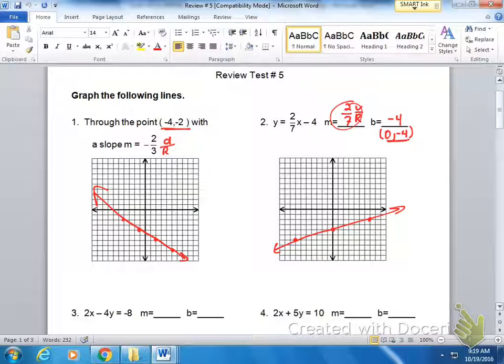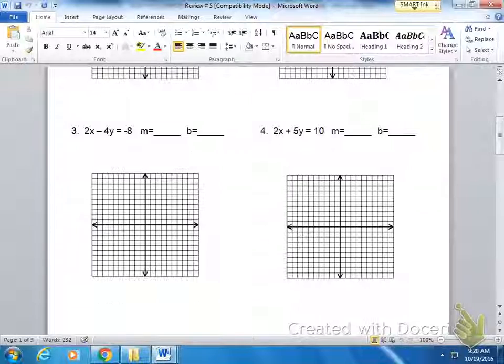The next one adds a little bit more to it. These are not solved for y yet, but they're still asking us for the slope and the y-intercept. So be careful when you solve it for y. We're in standard form, so I'm going to subtract the x's first by subtracting 2x. I have -4y equals -2x plus 8. Then I divide all the sides by -4.